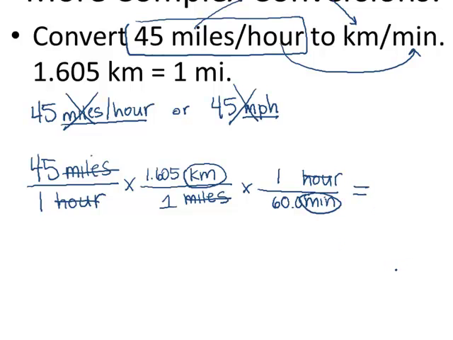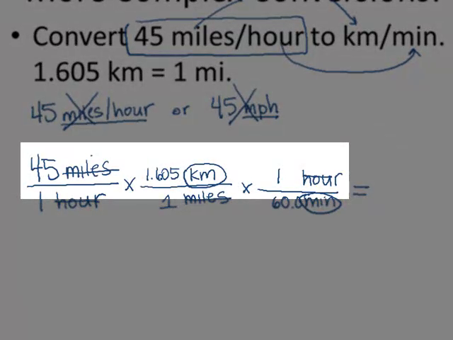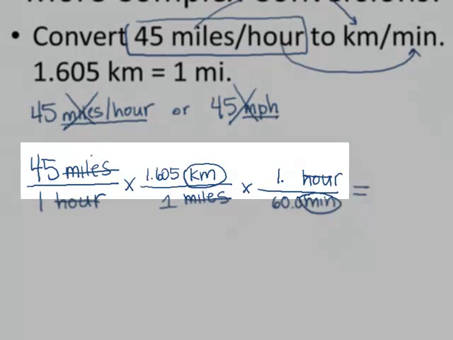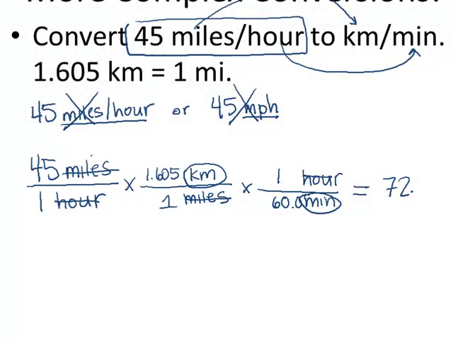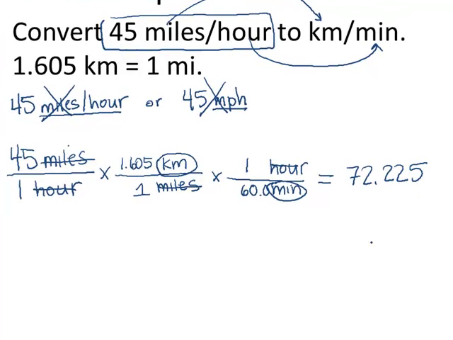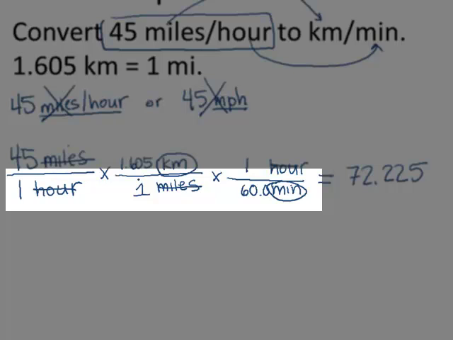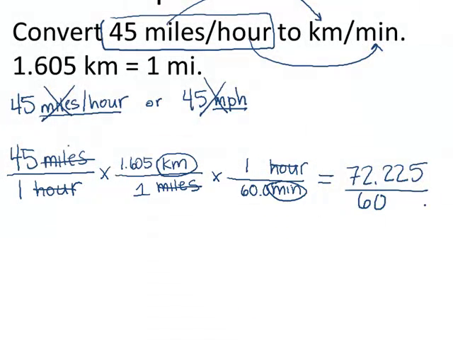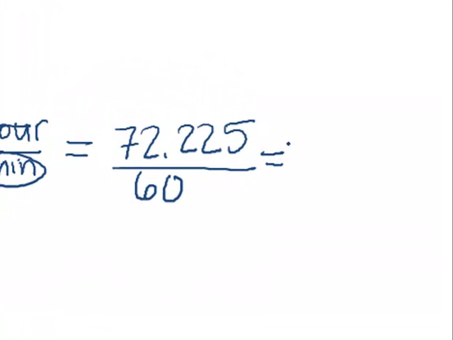Now I'm ready to do my actual calculation and to round. So I'm going to take my calculator and I like to multiply across the top. 45 times 1.605 times 1 gives me the answer of 72, I think. Let's see, 45 times 1.605 gives me 72.225. On the bottom I have 1 hour times 1 mile times 60 minutes. So 1 times 1 times 60 gives me 60. And when I divide, I get a total answer of 1.20375.